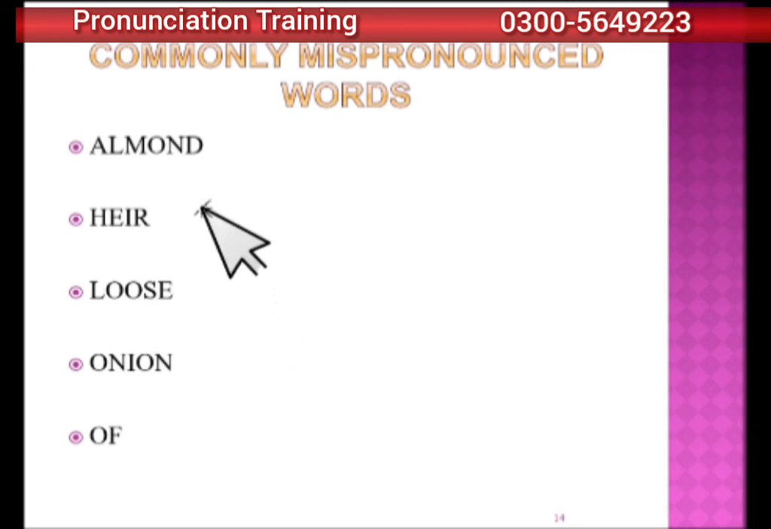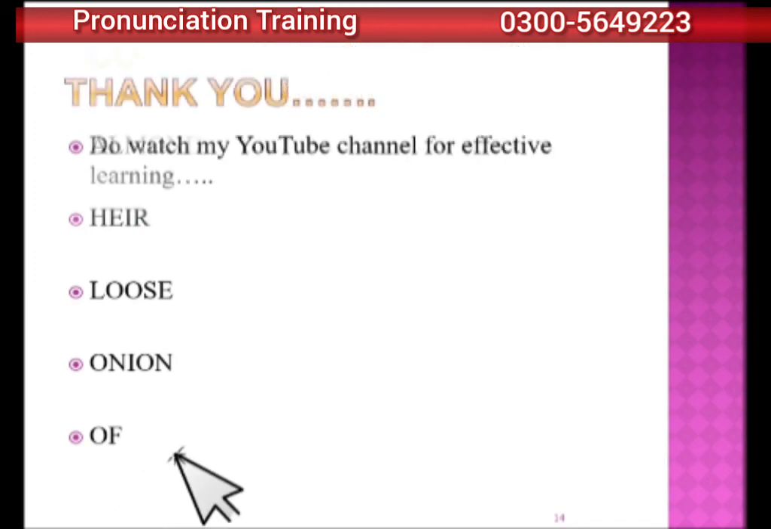Then the next word is almond, not almond. The next word is जिसे हम उर्दू में वारिस कहते हैं, हम ऐसे हीयर बोलते हैं, हीयर नहीं है, Then it loose, हम इसे लूज बोलते हैं. LOOSE को भी लूज बोलते हैं, LOSE को भी लूज प्रोनाउंस करते हैं. LOOSE लूज, इसका मतलब होता है खुला, ढीला. It loose, this jacket is loose to me. ठीक है. Then it's onion, it's of, not of, it's of.